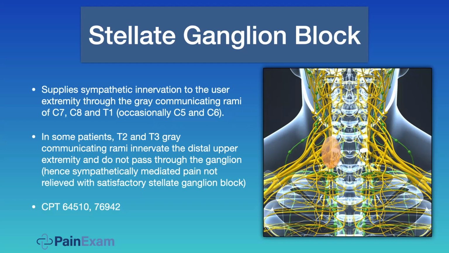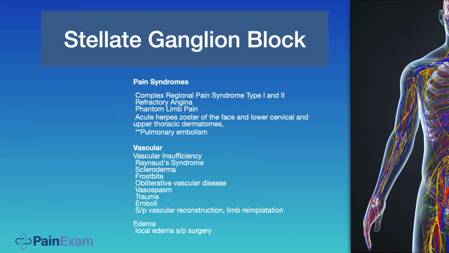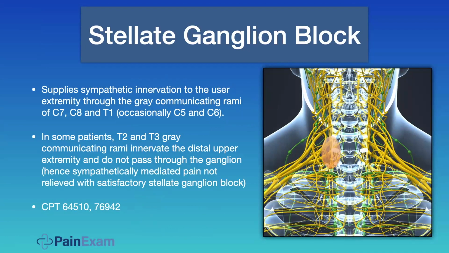Okay, so I put the stellate ganglion in with the spine because it's close enough. The stellate ganglion supplies sympathetic innervation to the upper extremity, and it's through the gray rami communicantes of the C7, C8, T1, occasionally C5 and C6. In some patients, T2 and T3 gray communicating rami innervate the distal upper extremity and do not pass through the ganglion. Hence, they're sympathetically mediated pain, but they're not relieved with the nerve block. So you may not get relief of the pain, even though it is sympathetic.